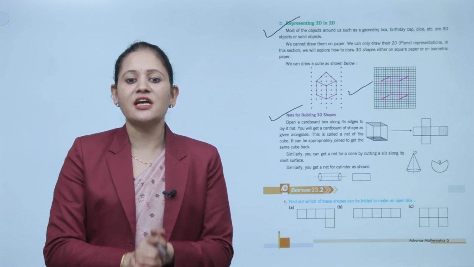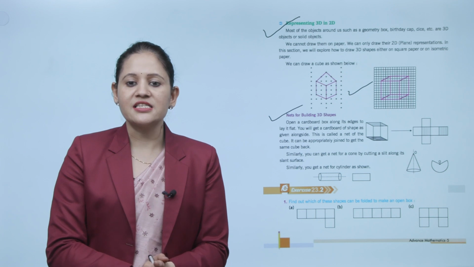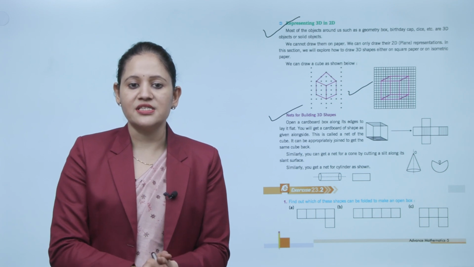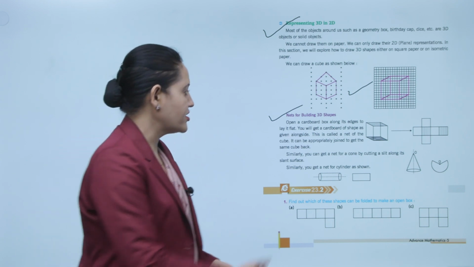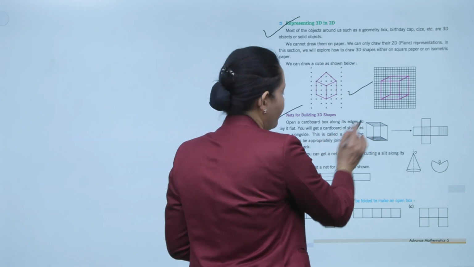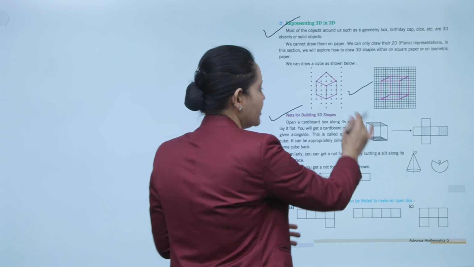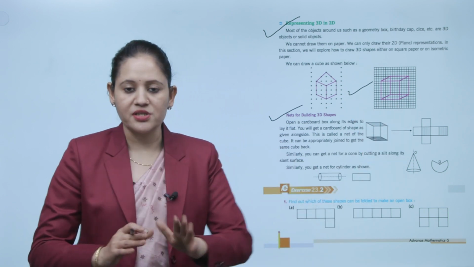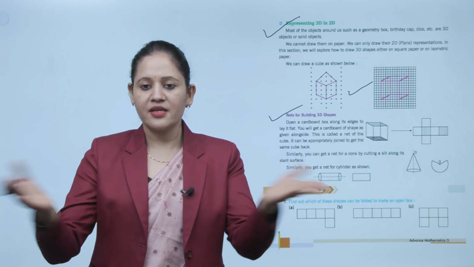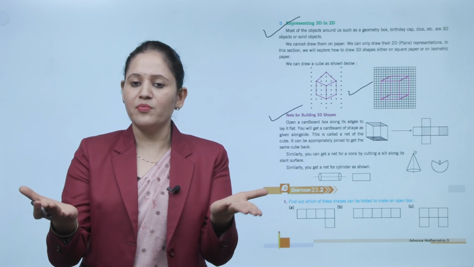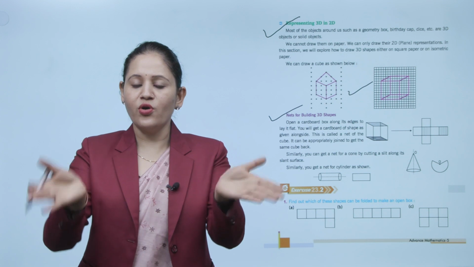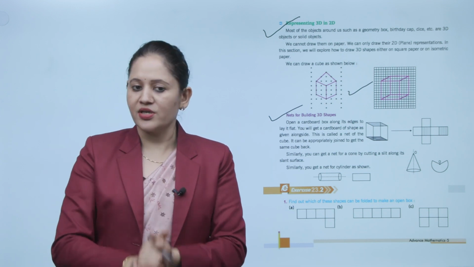Similarly, you can get the net of a cone by cutting a slit along the slant surface. Similarly, you can get the net of the cylinder as shown. So this is the net of the cube. When you open it along these lines, like you have seen a sweet box, if you open it along its lines, it is the net of that box. Clear? When you fold it again, it will turn into a box.